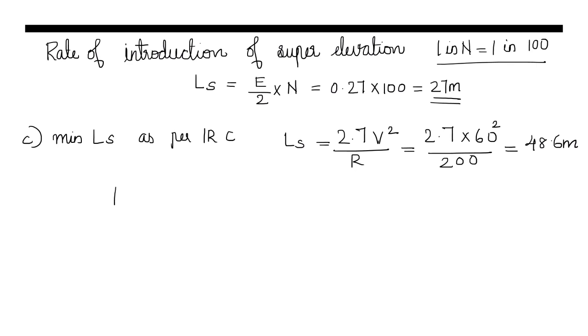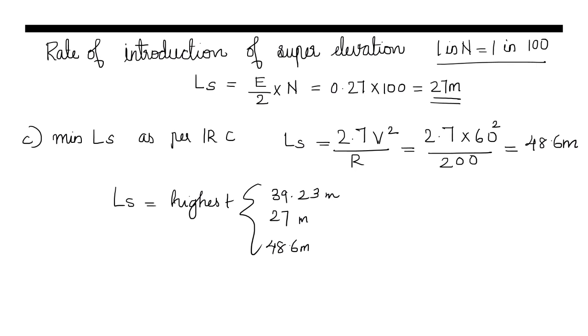and the length of transition curve will be highest of 39.23, 27 and 48.6 meter. So the length of transition curve will be 48.6 meter and we can round the value to around 49 meter. So the design length of transition curve is 49 meters.